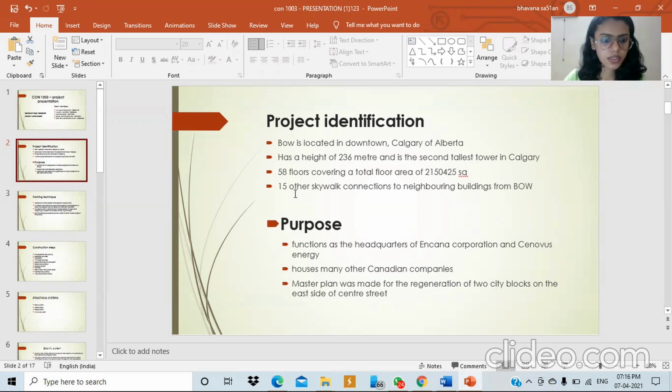Then next is the purpose. This building functions as the headquarters of Encana Corporation and Cenovus Energy, and it also houses other Canadian companies. The master plan was created for regeneration of 2 city blocks on the east side of Center Street, and its major access runs through downtown Calgary.